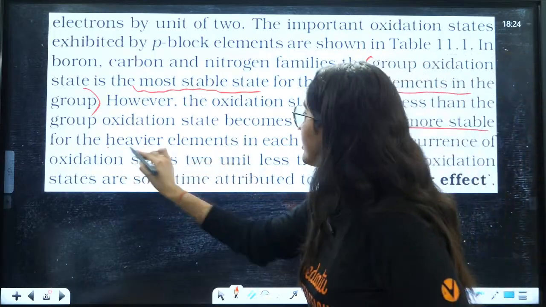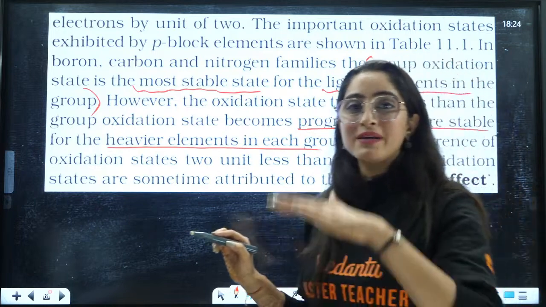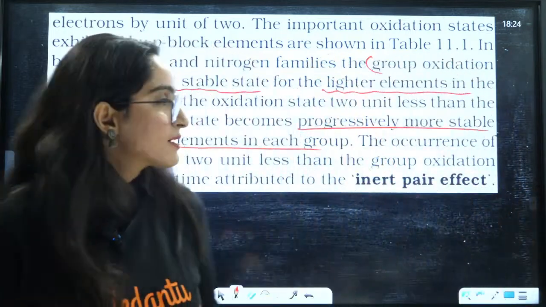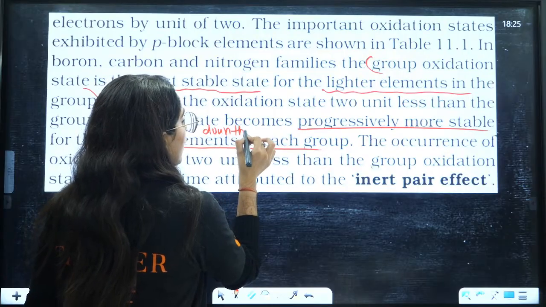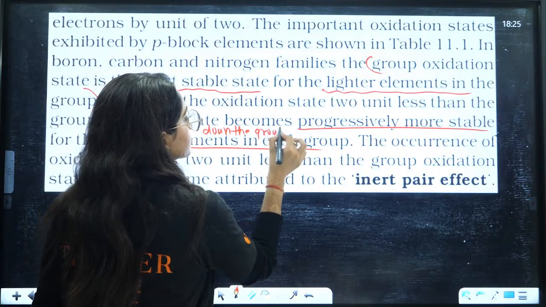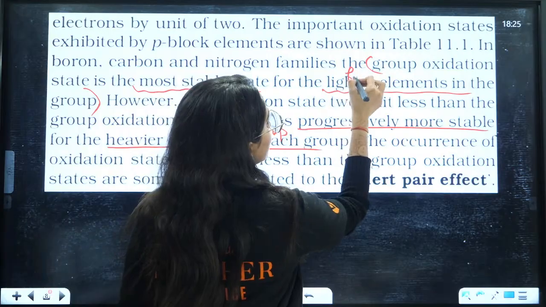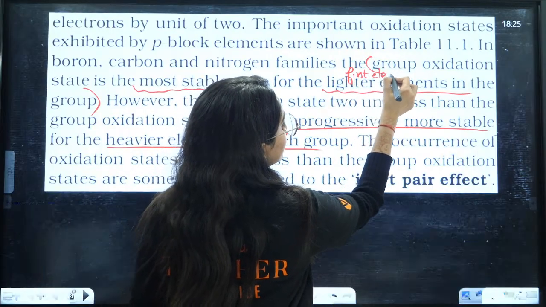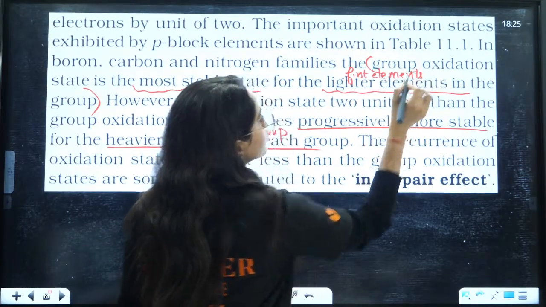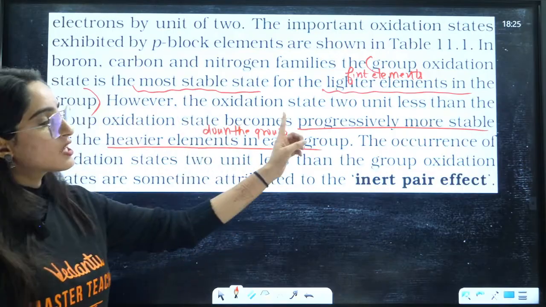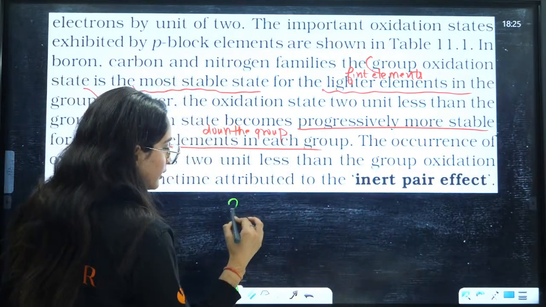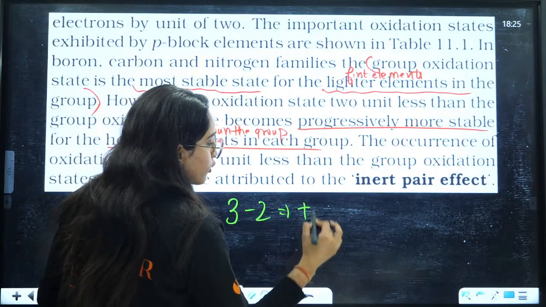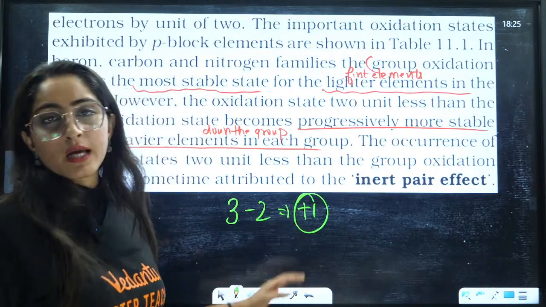However, the oxidation state 2 units less than the group oxidation state becomes progressively more stable for the heavier elements in each group. That means as you go down the group, you can write here down the group. And these lighter are the first elements, right? So down the group, they are saying that the oxidation state that is 2 less. For example, if you talk about group number 13, 2 less means +1 oxidation state is more stable down the group.